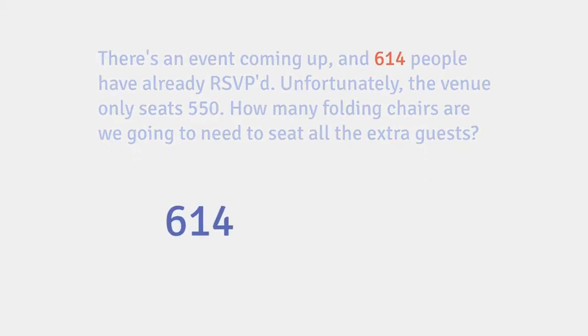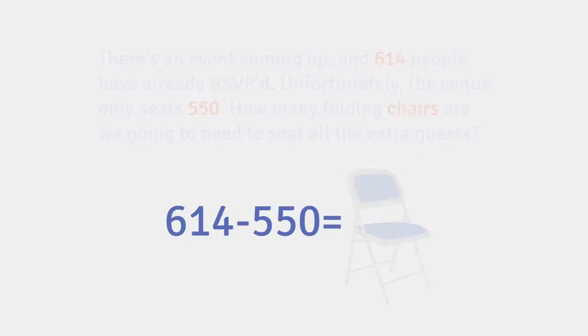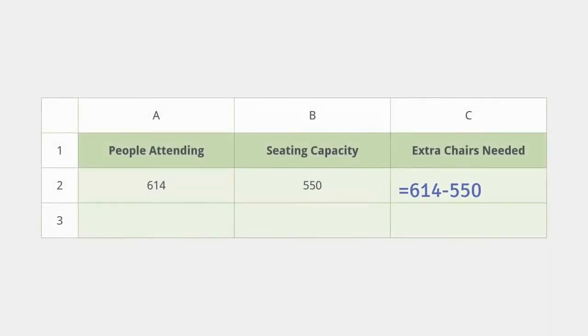Just take the number of people coming, subtract the number of seats at the venue, and that'll give us our answer. Now watch. We're going to move the equal sign to the beginning, and with this one tiny change, it's now in a format that Excel can understand. For bonus points, you could even change the numbers to cell references. See how it works? Let's take a look at the answer.